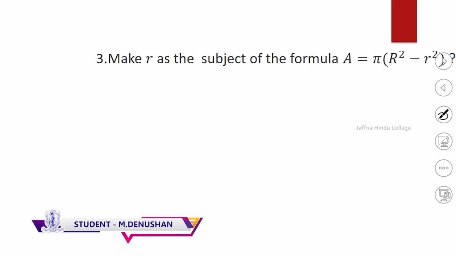Here we have to make r the subject of the formula. A is equal to pi times capital R squared minus small r squared. For that purpose we have to divide both sides by pi. Then by simplifying we can obtain that A over pi equals capital R squared minus small r squared.